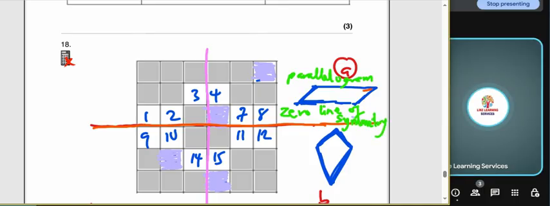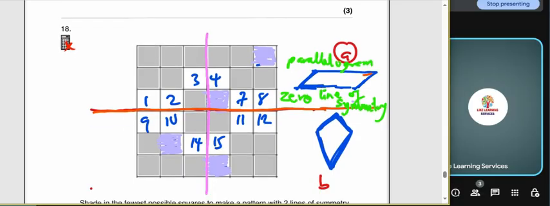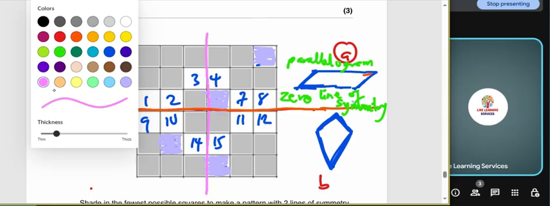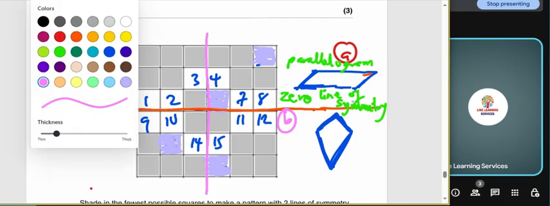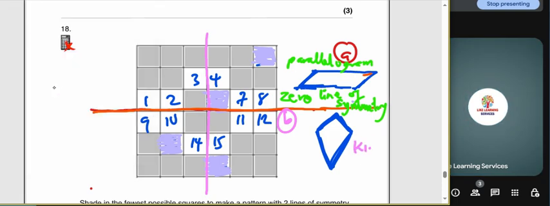What is this one below it? What's the name of this shape B? It's just a sketch, so what's the name of shape B? This is a kite, isn't it? How many lines of symmetry? There's only one way you can fold it and it will lap. So one line of symmetry.